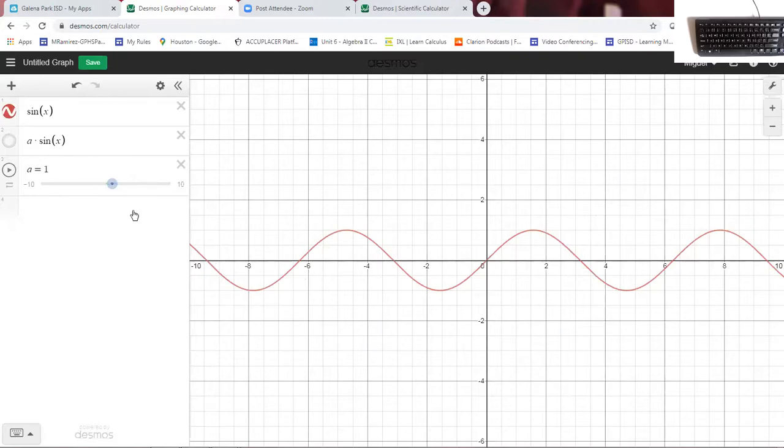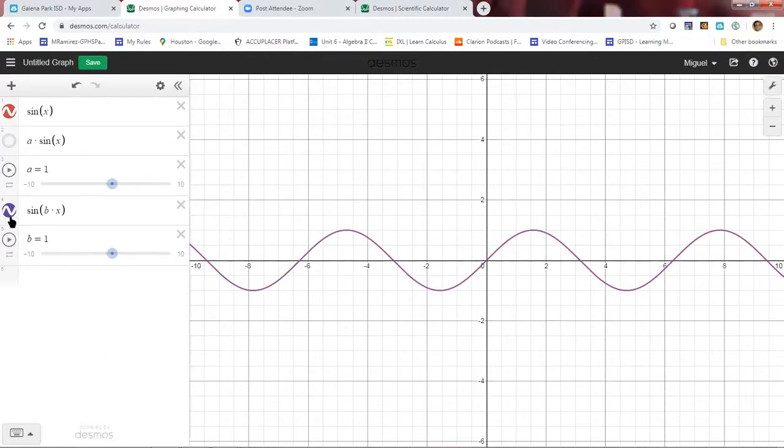And then I'm now going to do the constant, but with the x. So I'm going to put the constant inside, with the x. Here I'm going to put a new function: sine of b times x. So it's going to be a different function, a different constant. I'm going to put a slider to change the value of b. You know, Desmos is able to do that. And you see this purple function right here is exactly overlapping this one.